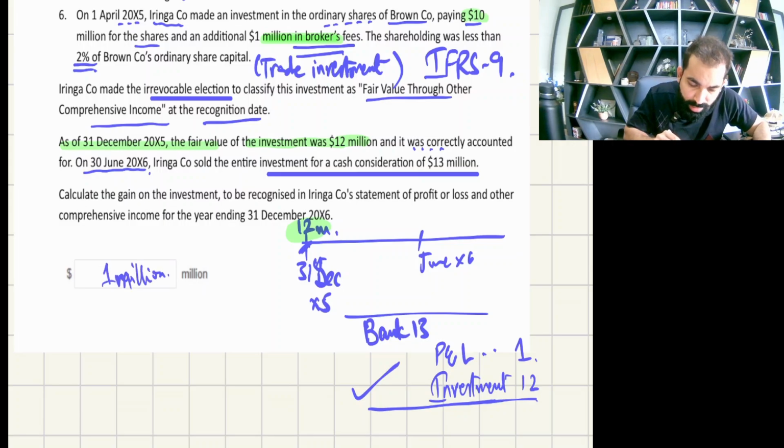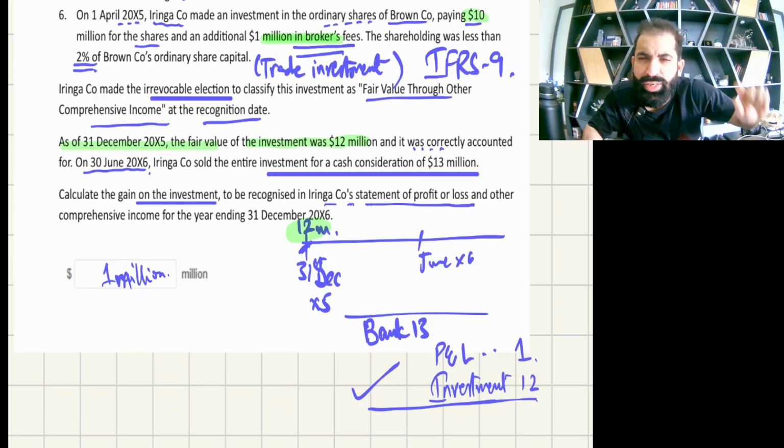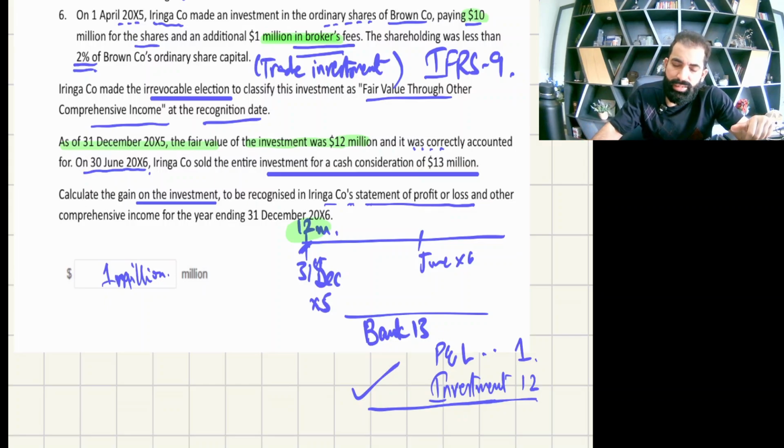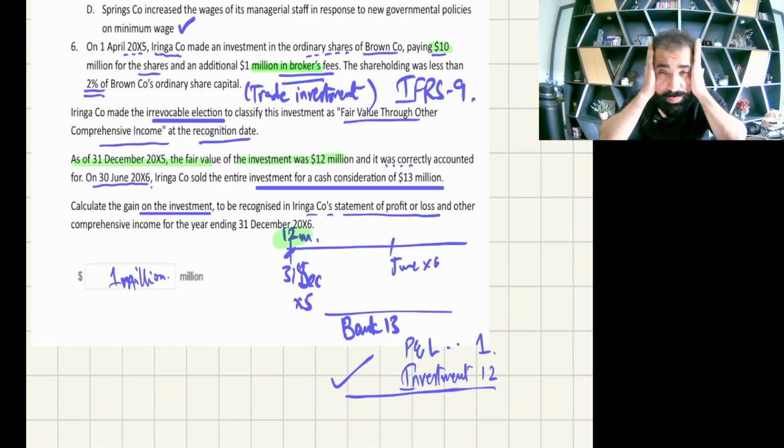So they are asking to calculate the gain on investment to be recognized in Iringa's statement of profit and loss. That is basically profit and loss. We write the complete name, profit or loss or other comprehensive income, but in reality it's PNL. So always remember the final gain, the last gain goes in the PNL. The last gain in this question is 1 million. Nothing difficult, just your involvement is needed.